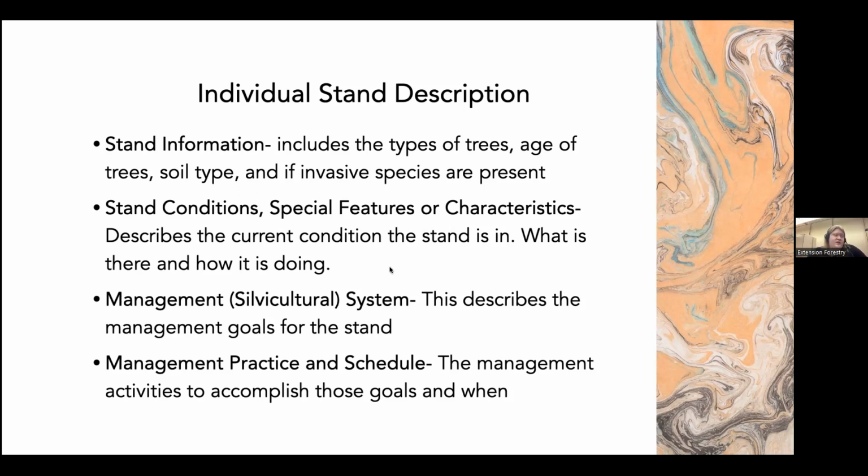And then for each stand, you are also going to get information about, okay, what is your overall goal for that stand? What are you aiming for? That's going to be under the management or silvicultural system part of your plan. And then at the end, for each stand, you're going to get an outline of what you are trying to accomplish and when, and the different management activities that you have to do and when, to reach that general management system goal.